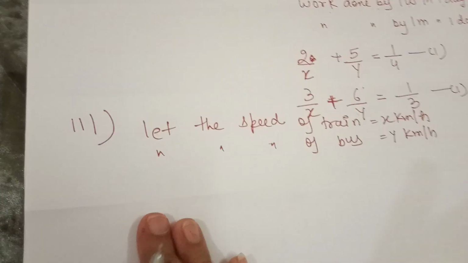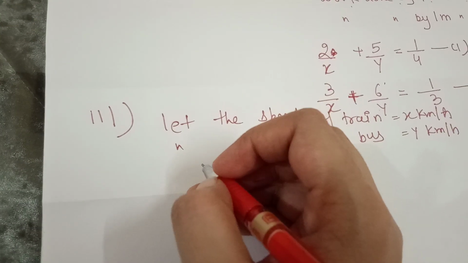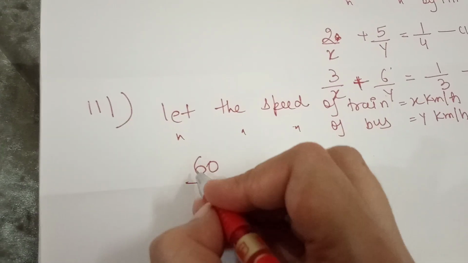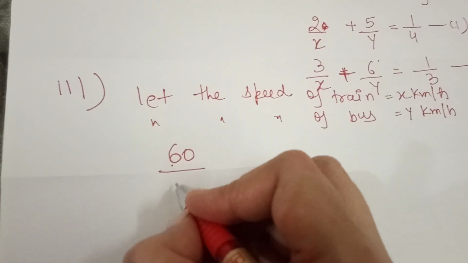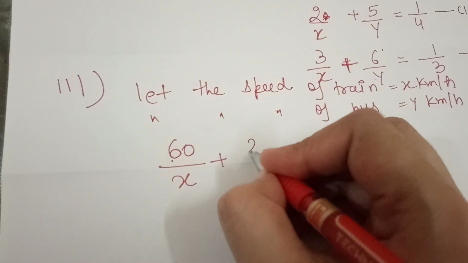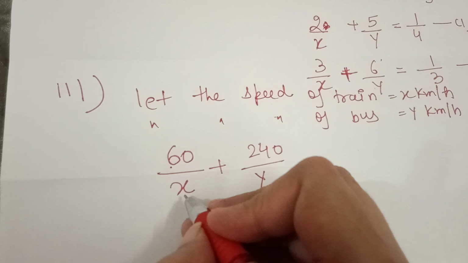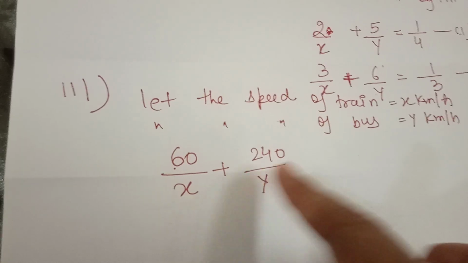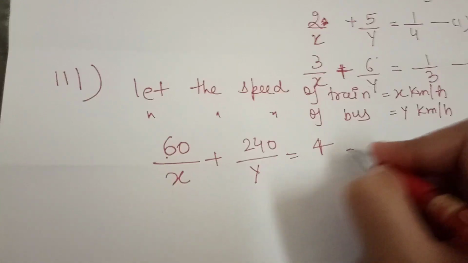Okay, so total distance is 300 kilometer, but in the first condition Ruhi is traveling 60 kilometer by train. So distance upon train speed, because this is just distance traveled by train. So train speed plus, what is the rest of the distance? 300 minus 60, 240 distance by bus. So distance upon speed, this is also time, distance upon speed. These are time taken by train and time taken by bus, but total time is 4 hours.